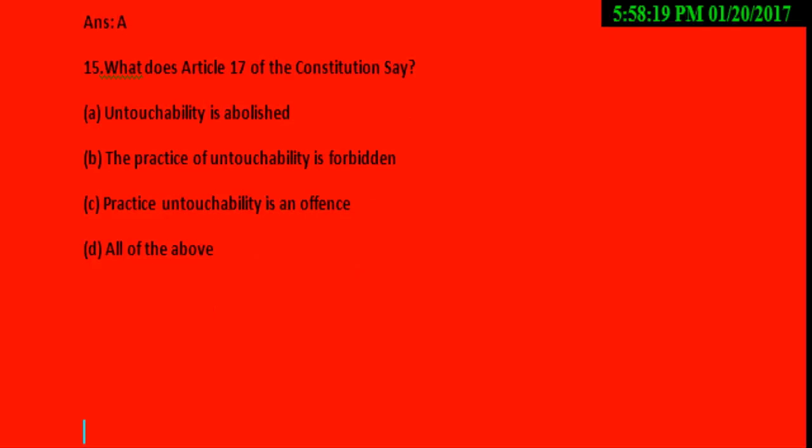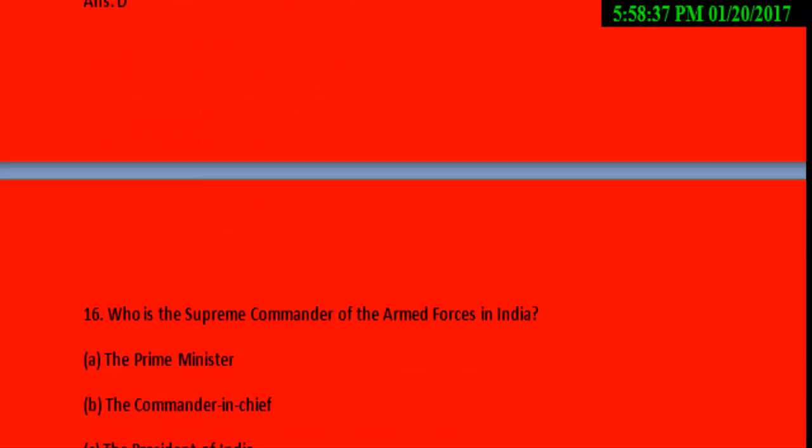Next is, what does Article 17 of the Constitution say? Untouchability is abolished. The practice of untouchability is forbidden, or practice of untouchability is an offense, all of the above. So your answer is D, all of the above.